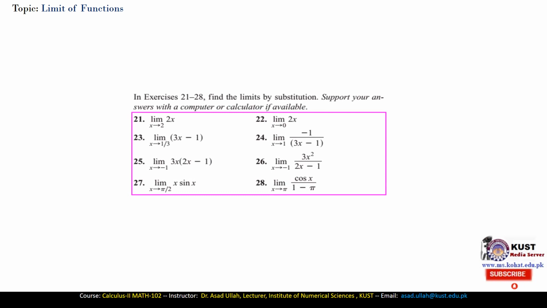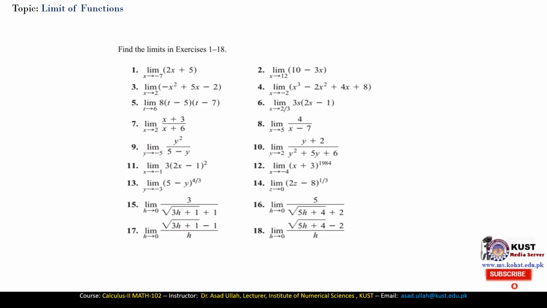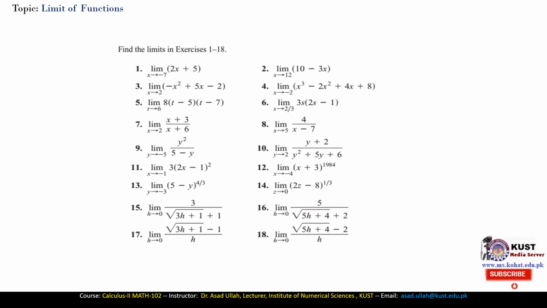Now to understand the direct substitution of limits, students are advised to solve problems 21 to 28 as their homework. Here are some more exercises. Students are also requested to solve these problems from 1 to 18. If you have any issue, you can contact me on my email address given in the footnote.